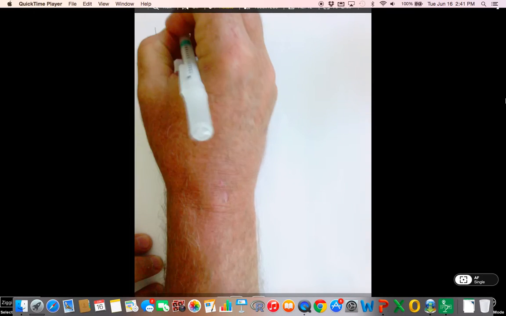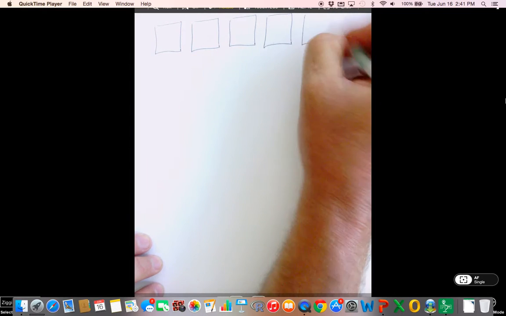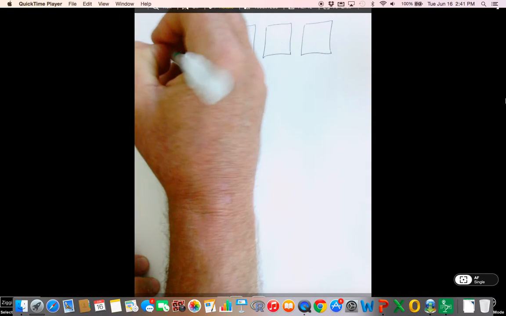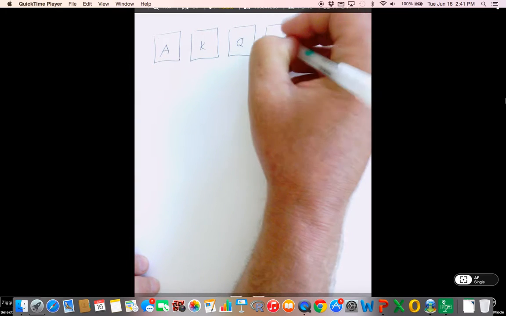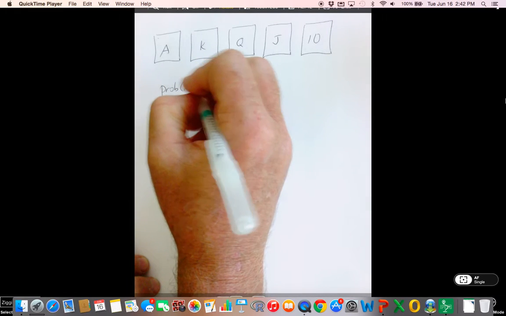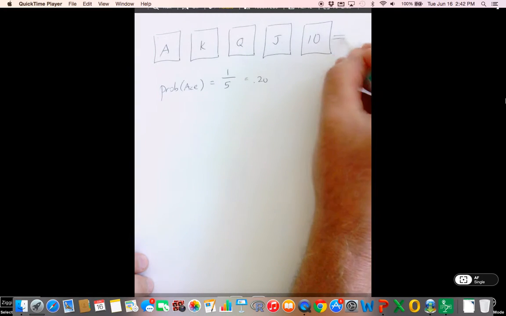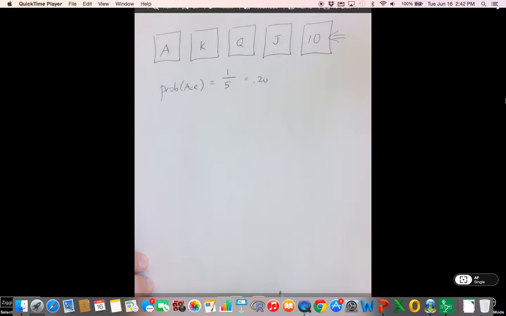So let's say that I come into a class sometime and I pull 5 cards out of a standard deck of 52. And let's say I have an ace, a king, a queen, a jack, and a 10. So what is the probability that at random I choose an ace? Well, there's one way to choose an ace out of 5 total ways. So the probability would be 0.20. My population in this case would be these 5 cards. The sample would be what I would choose.